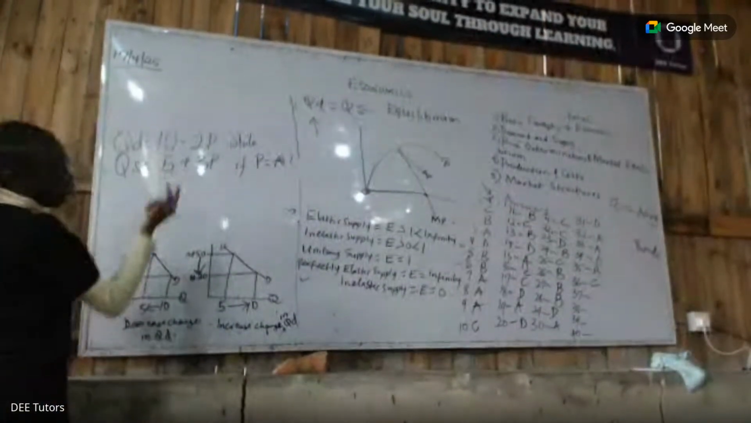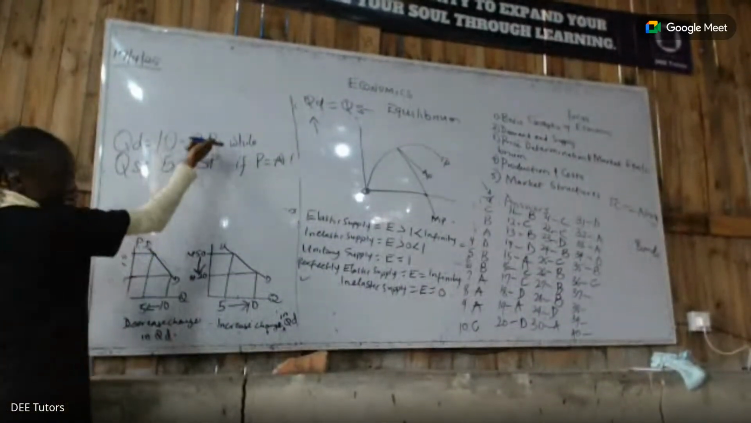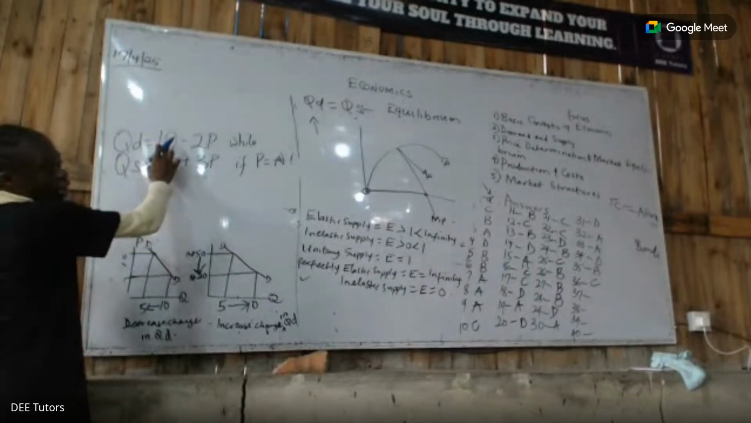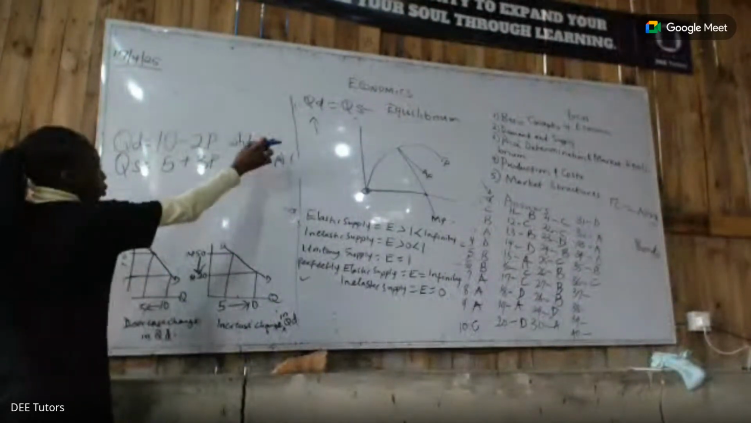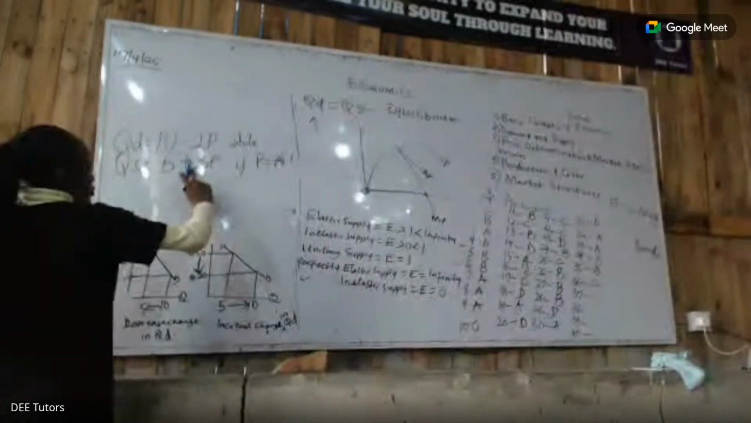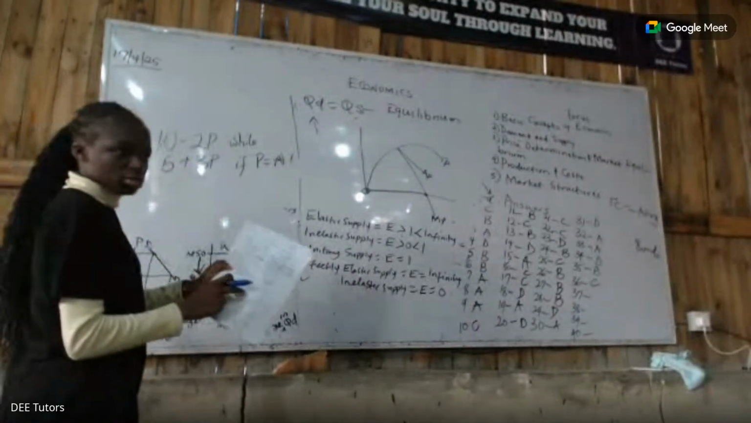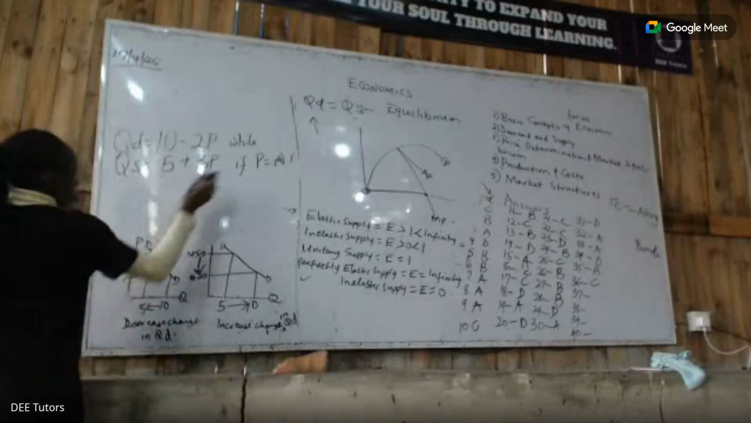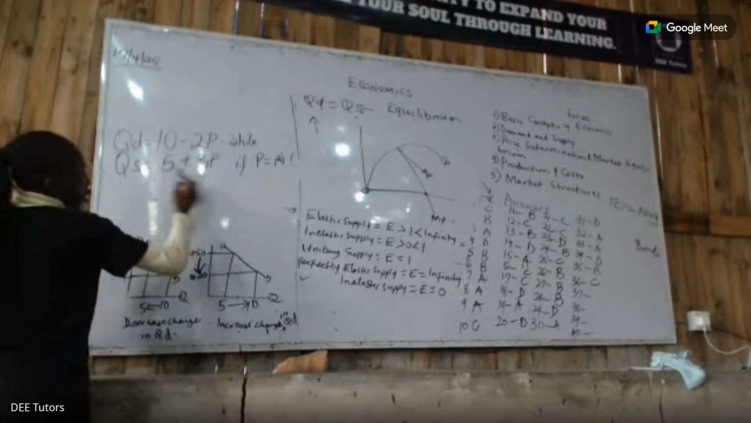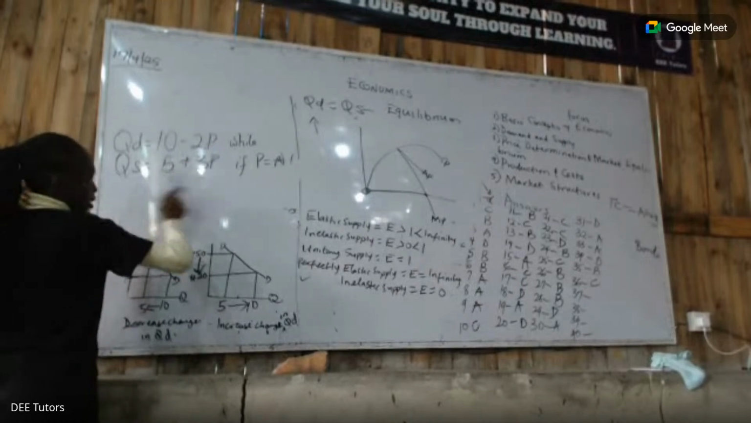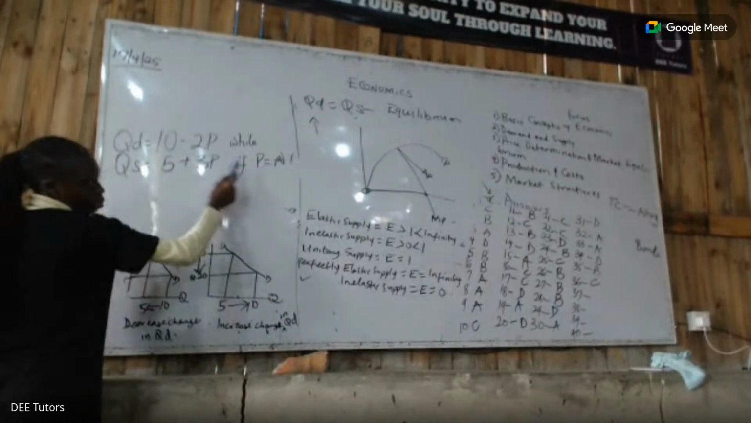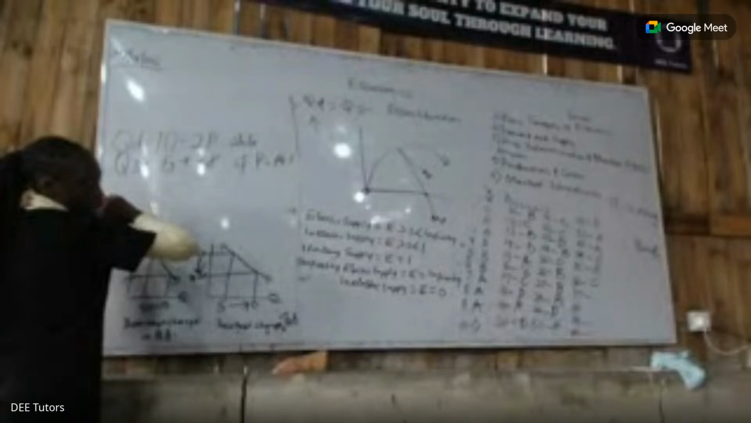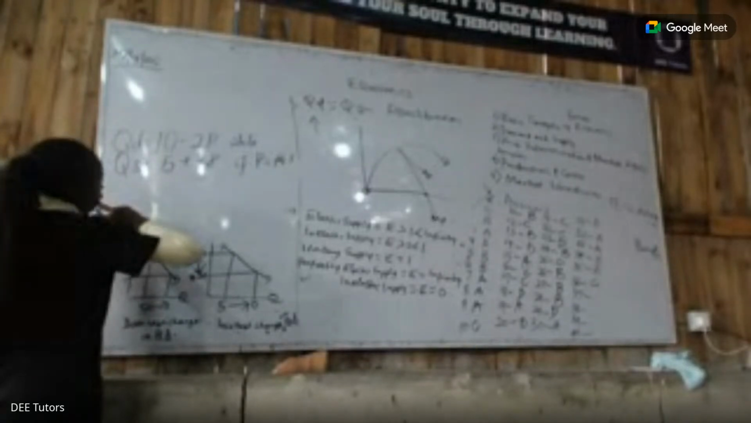So P is equal to 1. We're going to substitute. QD is equal to 10, while QS is equal to 5. For your equilibrium, QD is equal to QS. Let us find the equilibrium price first, because that price is the equilibrium.